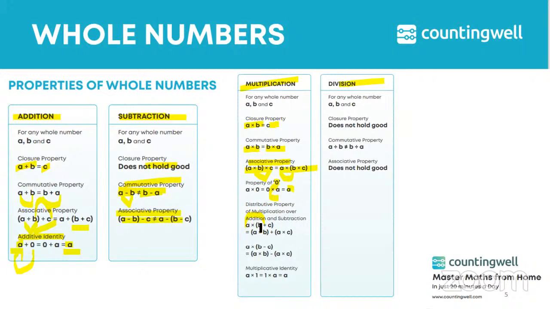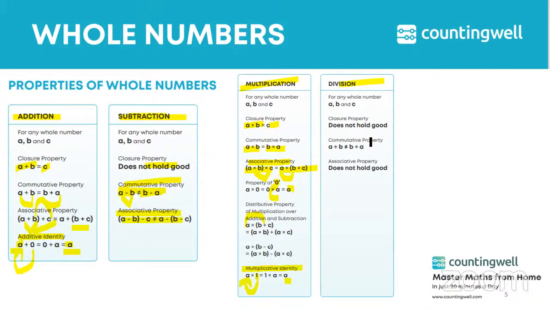So a into (b plus c) will be distributed as a into b plus a into c, whereas a into (b minus c) will be distributed as a into b minus a into c. Multiplicative identity of a whole number is the number which, when multiplied to the whole number, will give you the same whole number. So the multiplicative identity of any whole number is 1, whereas the additive identity of any whole number is 0. For division, the closure property does not hold.